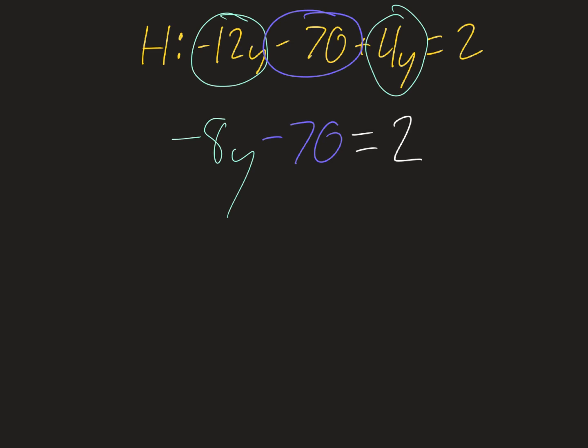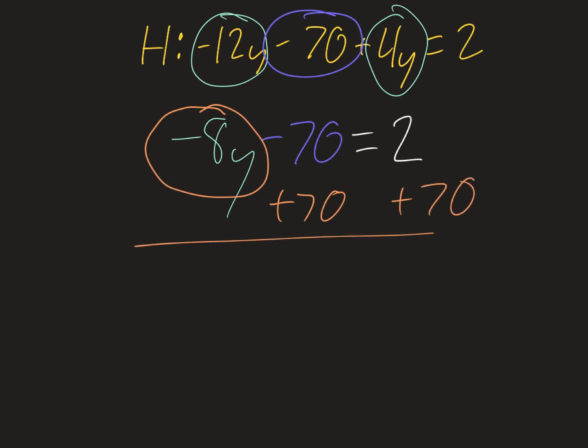Now, let's solve for y. First, we're going to leave the negative 8y term alone, and we're going to get rid of that minus 70. The inverse of subtracting 70 is adding 70, so we're going to do that to both sides. And we get negative 8y. Negative 70 plus 70 is 0, so we get rid of that. And that is equal to 2 plus 70, which is 72.